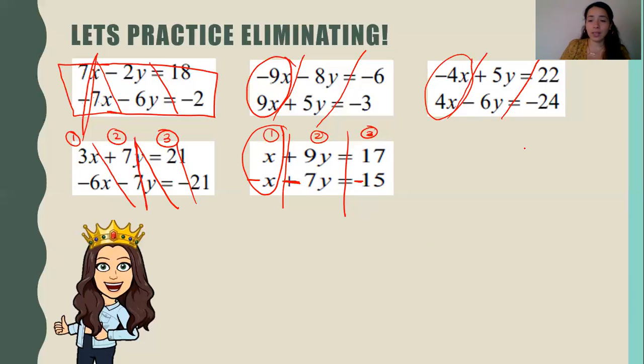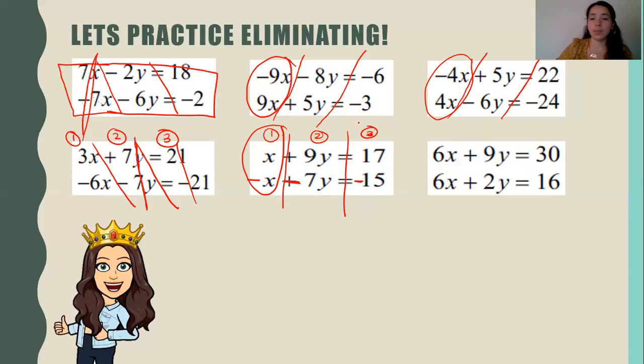Okay. Let's look at our next one. What can I cancel here? What can I do? Okay, so you said group 3. Nothing? All right, so here, there's nothing I can cancel right away, because there are no opposites.